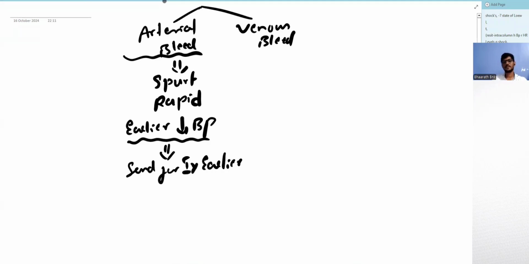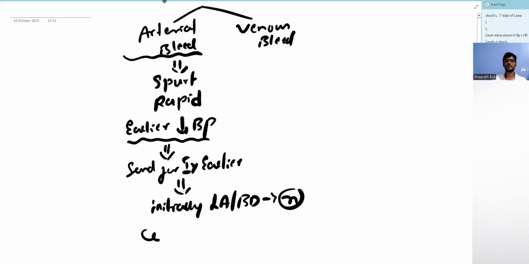Now, when this happens, at the earliest point, even though there is a fall in BP, the entire pathophysiology has not yet taken place and the cells are still having adequate oxygen. So therefore, because it is recognized earlier and the investigations are sent earlier, because the bleed is rapid and spurting, the blood investigations initially may be normal. At the time of sending an investigation, the blood investigations, especially the lactic acid and base deficit, will be normal. So it means that in an arterial bleed, at the time of hypotension, still some amount of cellular respiration is maintained.